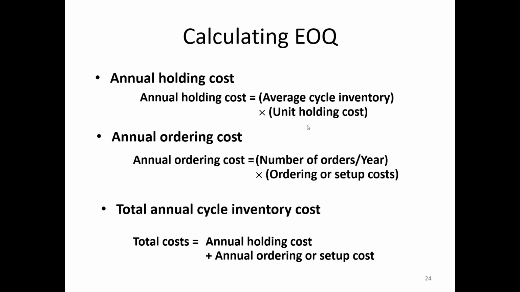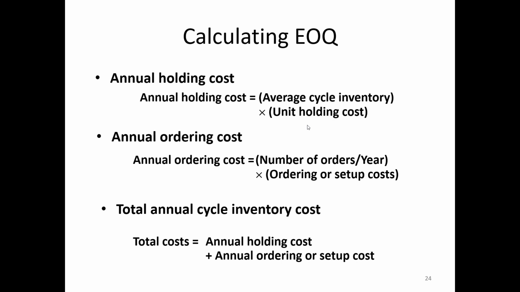So we have our annual holding costs and our annual ordering costs, and together they form our annual cycle inventory cost. Annual holding cost is just the average cycle inventory, that's Q over 2, times the unit holding cost. How much does it cost us to hold one unit for one year? Remember, these are all annual numbers. Ordering cost is the number of orders you place per year, again keeping with our annual theme, times how much it costs to put in an order or to do a setup.